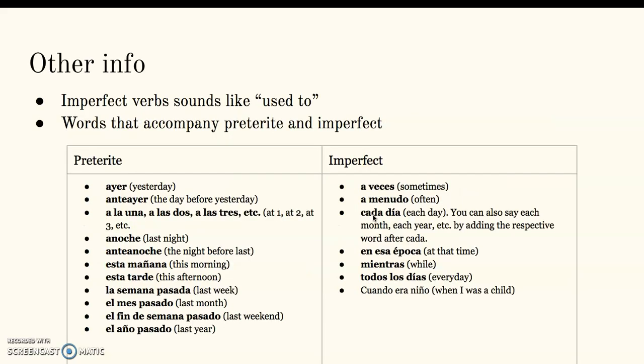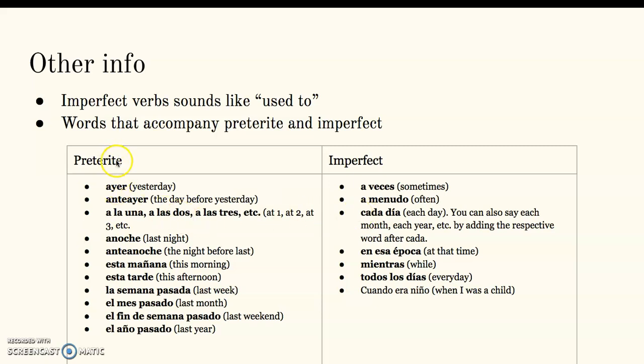So, other info. Imperfect verbs kind of sound like "used to." I used to go to the park every Wednesday. Instead of saying "used to go," you would just conjugate the verb to go, or ir, for imperfect tense, which we'll get into in a few minutes. Here, you can also see a table of certain words that accompany preterite tense and imperfect tense.